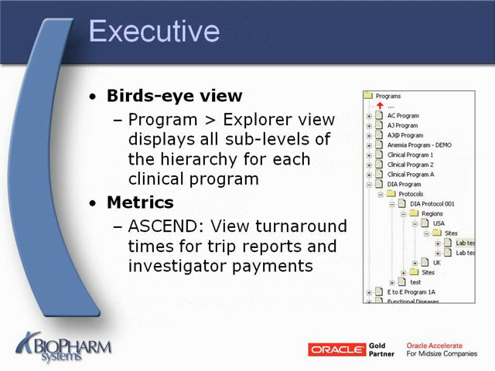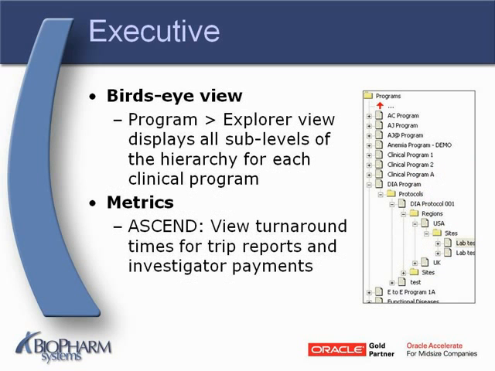Next is our executives. What the executives are really interested in is being able to get the big picture about our progress as an organization, as a clinical operations organization, against all of our studies. So the ability to look at clinical program level information and actually dive down into the details as needed for protocols, sites, etc.